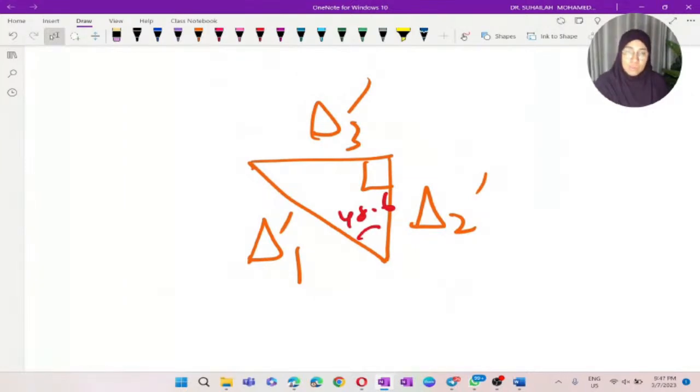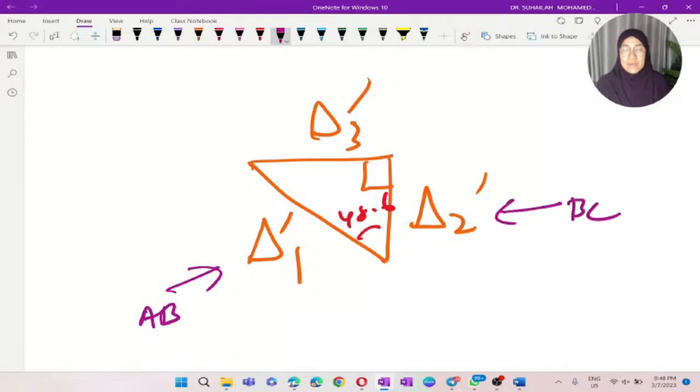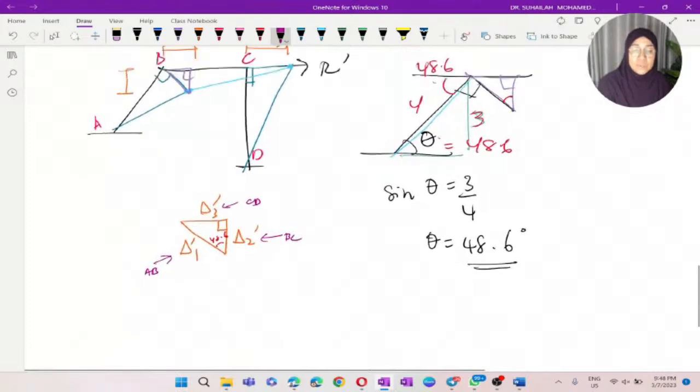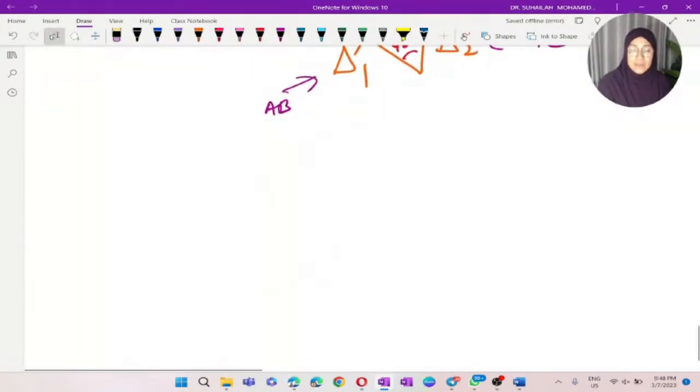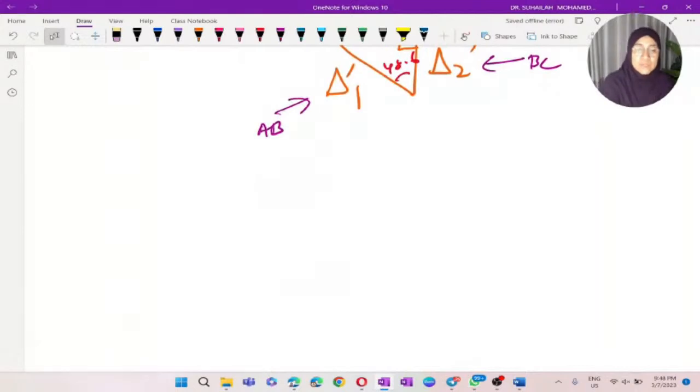We know that delta 1 is perpendicular to member number 1. Delta 2 is vertical because the beam is horizontal, and delta 3 is horizontal because column CD is vertical. So we combine all this, we get one triangular. We will use delta 1 for member AB, delta 2 for member BC, and delta 3 for member CD when we calculate the FEM.